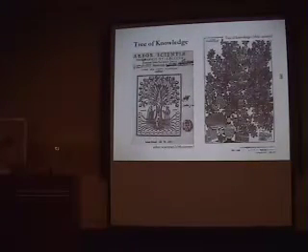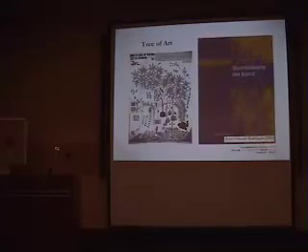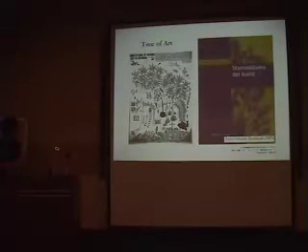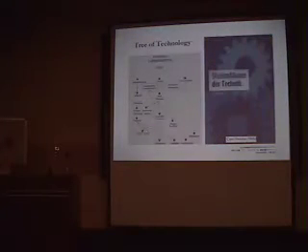Next is the tree of art. We have many kinds of contemporary art, but they constitute a phylogenetic tree in this case. This is the avant-garde tree of art. Next, we have the tree of technology. So in this case, we have several kinds of phylogenetic trees which extend biological entities to non-biological entities.